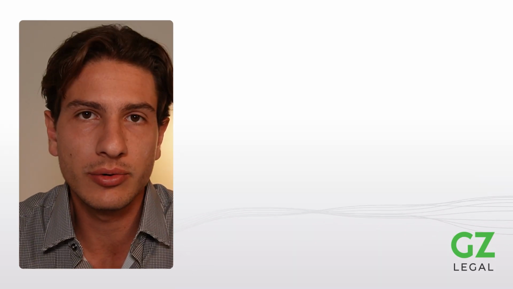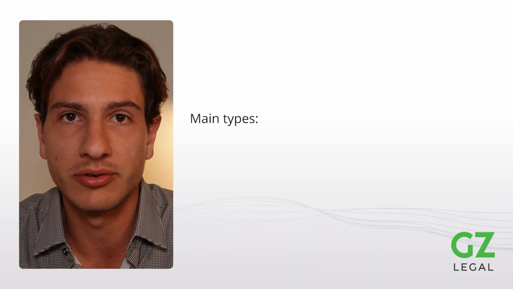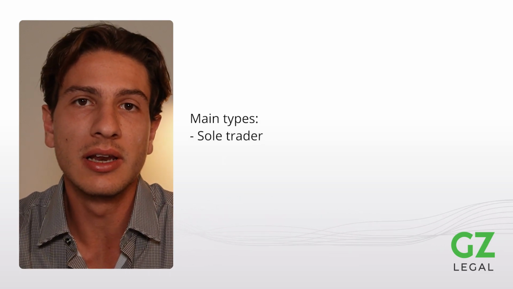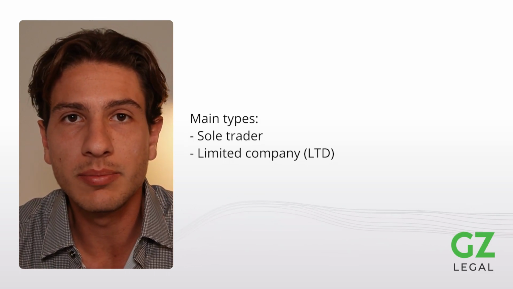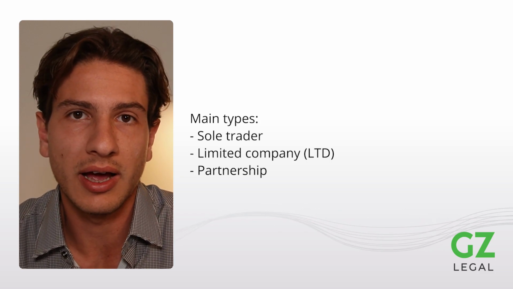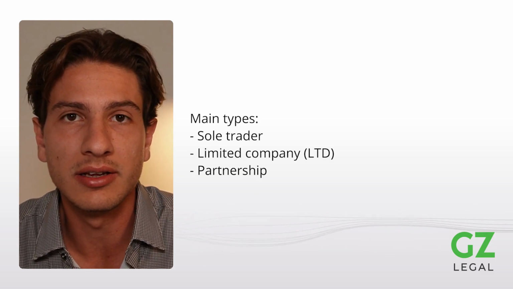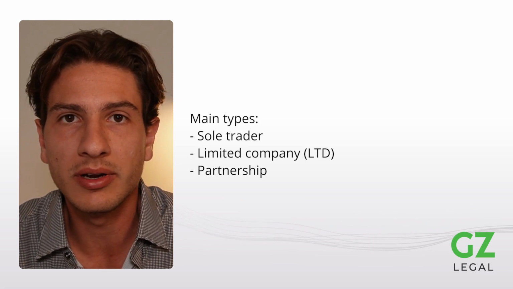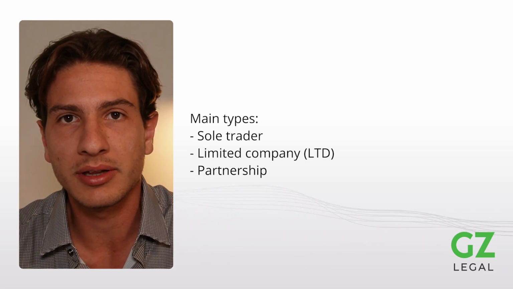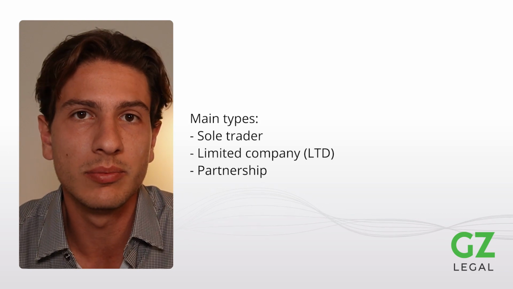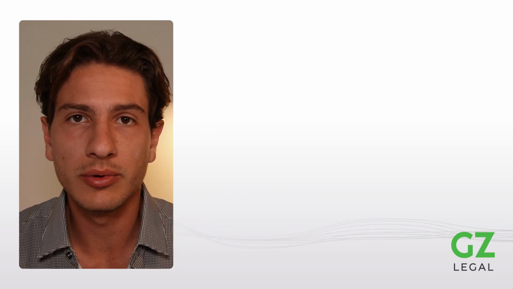In the UK, there are three main kinds of business structures: the sole trader, the limited company, and the partnership. There are also other kinds of business structures, such as the charities, publicly listed companies, and companies limited by guarantee, but these are outside the scope of this video. Let's start with the sole trader.